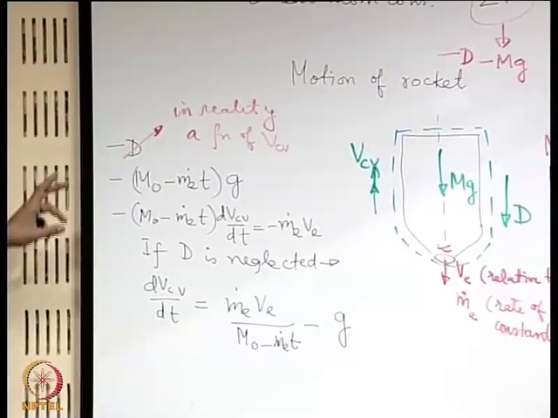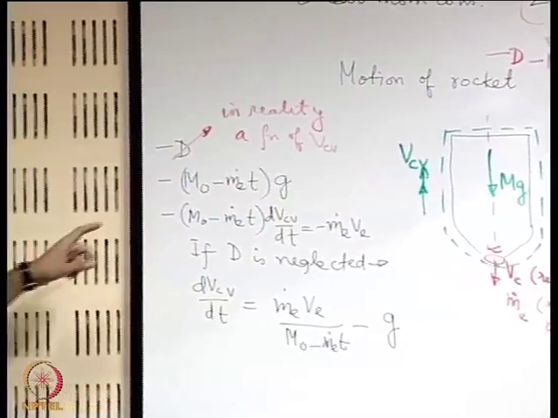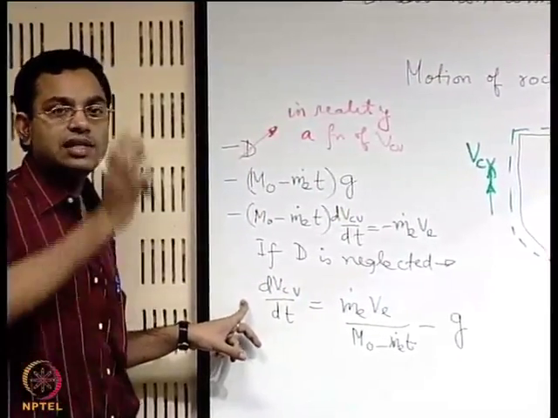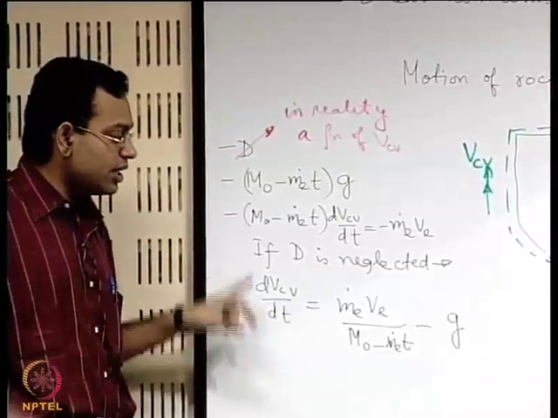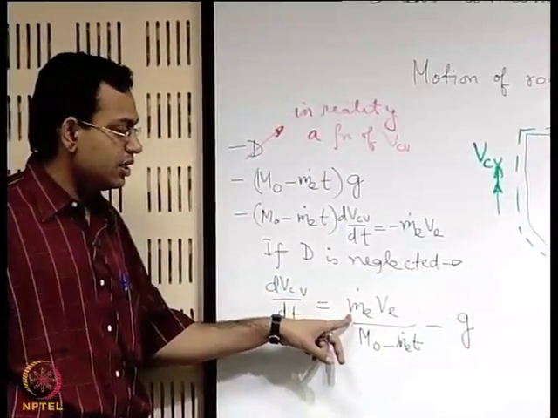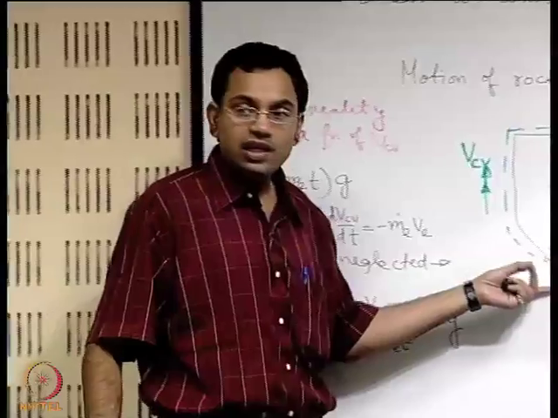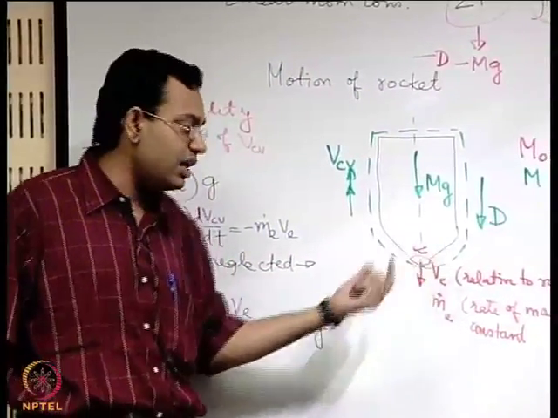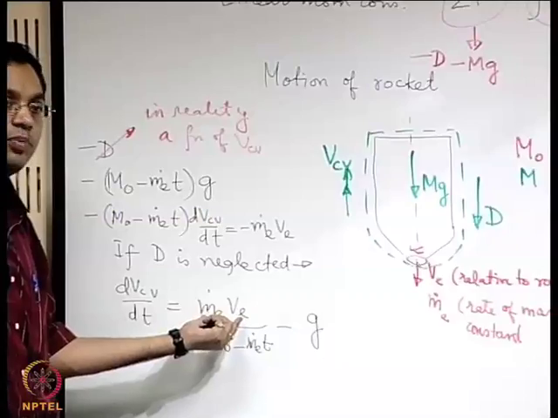So, this gives a clear picture of what the driving parameters are. If dVcv/dt is positive, that means the rocket is accelerating upwards, and what is helping it to accelerate upwards is basically the rate of ejection of the products of combustion. If that is at a very high rate, you can see that it becomes a helping term.